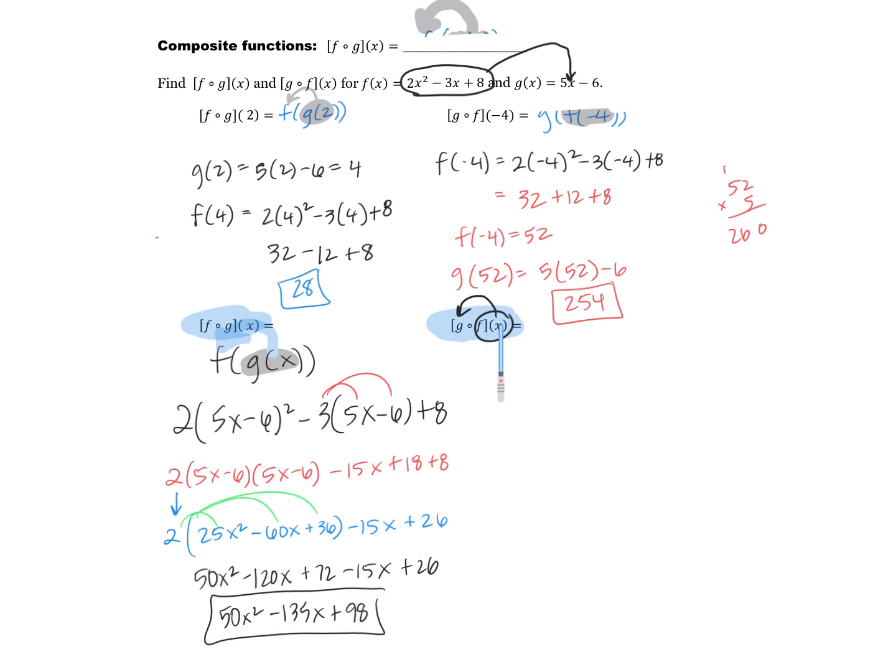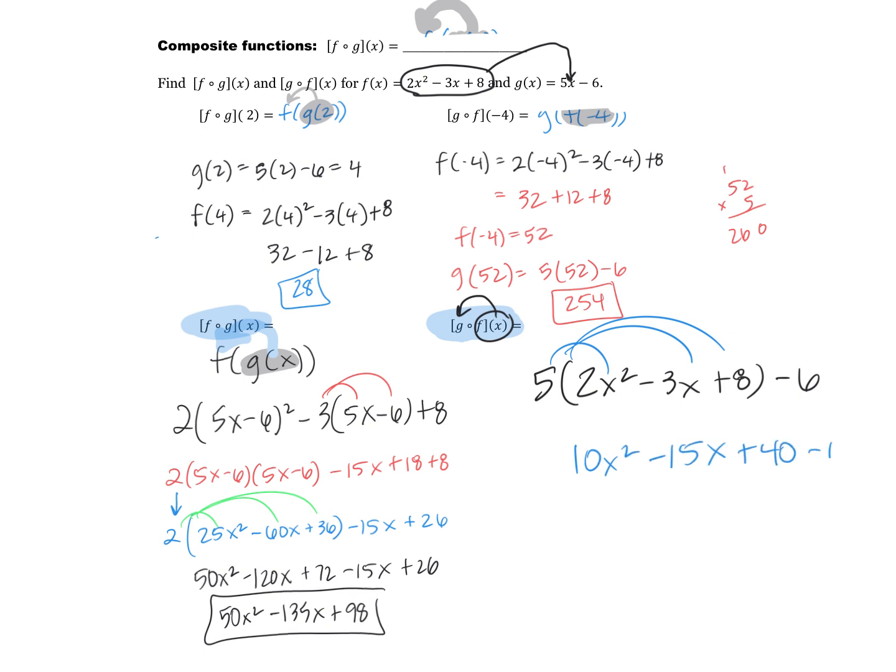So now we're gonna take f and plug it into g. So it's going to give me more or less work than the last one? Less, bless up, am I right? So I have 5, and instead of x, I gotta write that f function, which was 2x squared minus 3x plus 8. That's my 5x, and I still have to do minus 6. And then we just distribute. Let's do it. 10x squared minus 15x plus 40 minus 6. Final answer, 10x squared minus 15x plus 34. You did it.